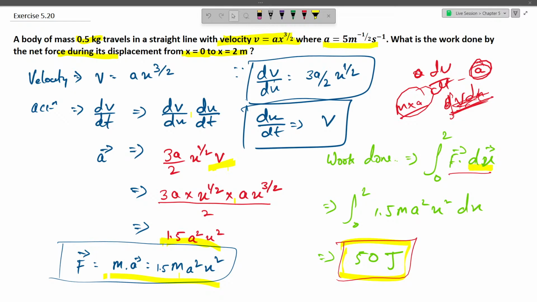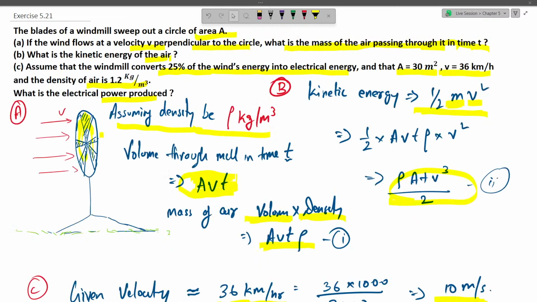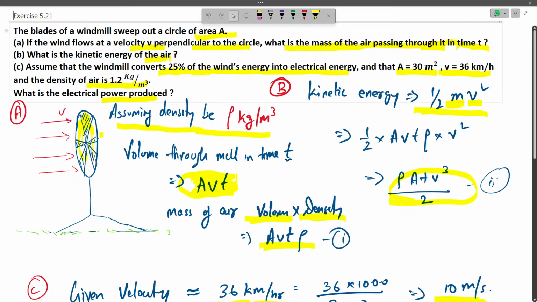Moving to the next question. Here the blade of a windmill sweeps out a circle of area A. If the wind flows at a velocity v perpendicular to the circle, what is the mass of the air passing through in time t? So we have to find out the mass passing through in time t.